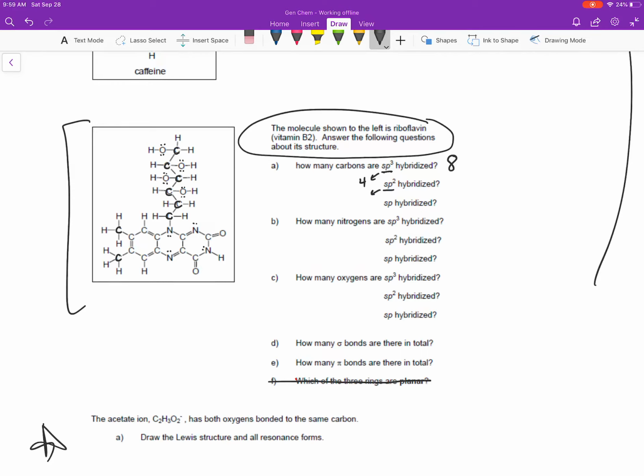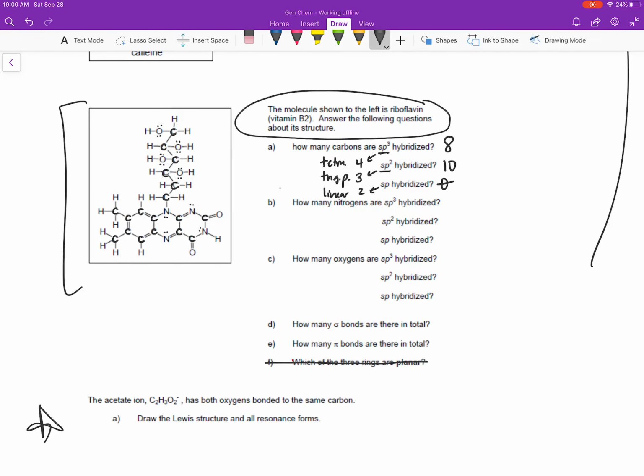Now sp2 hybridized means carbon's only going to have 3 bonding sites. So in this case, I see this carbon, 2, 3, 4, 5, 6, 7, 8, 9, 10. So I'm looking for carbons that are, this is tetrahedral, this is trigonal planar. Now when I'm looking for sp hybridized, I'm looking for carbons that are linear. And if I look through my structure, I realize all of my carbons have been accounted for. So there are 0 carbons that are linear, that only have something like this. Okay.